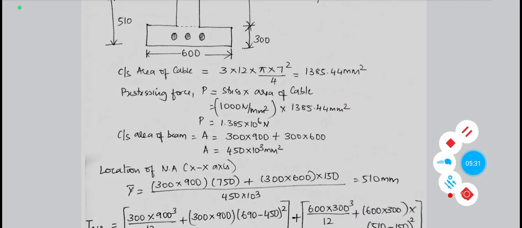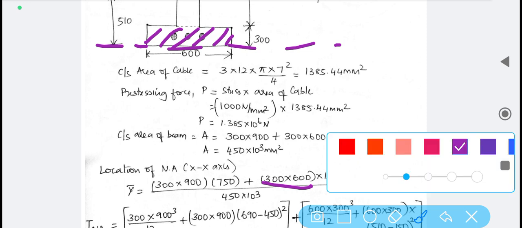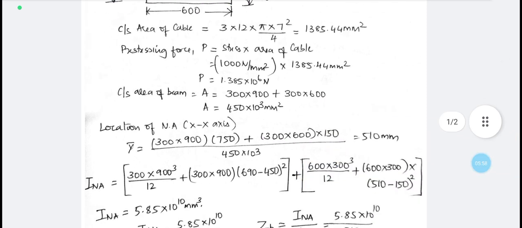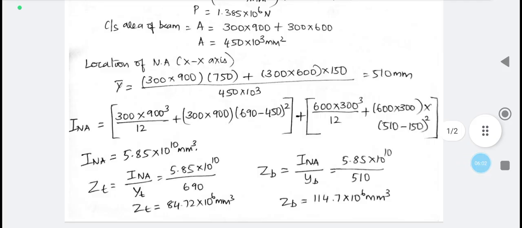So coming to the flange portion, the area of this flange is 300 by 600, and here we are again trying to find out with respect to the bottom fiber. Let me locate the centroid with the red color, and this is the centroid of this flange portion, and from here to here the distance is d by 2. D is nothing but 300, so d by 2 is 150. That is how it is written here as 150.